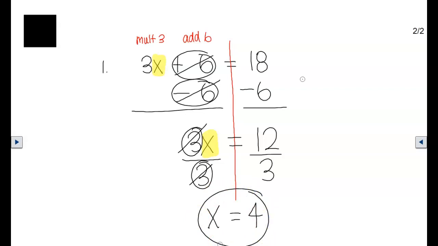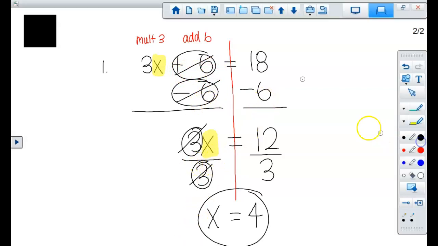So look for your adding or subtracting first and undo that with the opposite. And then look for your multiplying or dividing last and do the opposite. So this problem had adding 6, I subtracted 6. It had multiplying by 3, I divided by 3.